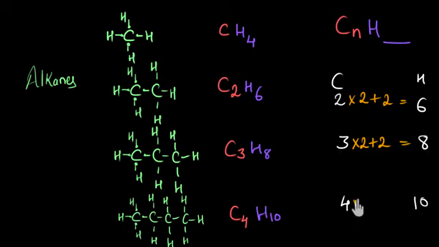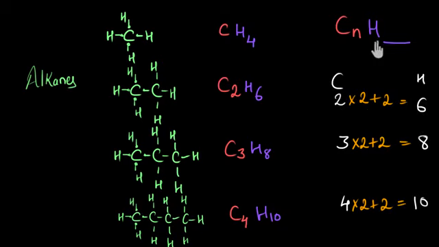Again, let's try it one more time. Into 2 and plus 2. 4 2s are 8, plus 2 is 10. So yes, this is the relationship for the alkane family. Now if you take the carbon atoms and multiply by 2 and add 2 to it, then you will get the number of hydrogen atoms.